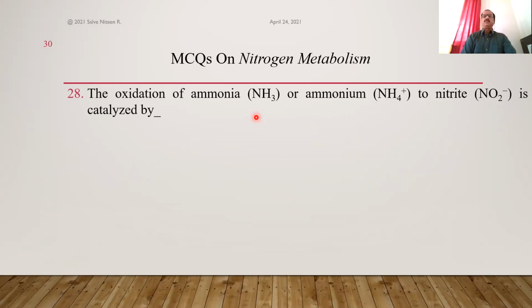The oxidation of ammonia to ammonium or ammonium to nitrite. We have studied this conversion of ammonia to nitrite. This is first step of nitrification. It is catalyzed by what? Okay, the answer is very simple. This is oxidation of ammonia. Ammonia is oxidized to nitrite. So this is carried out by bacteria, and these bacteria are called as ammonia oxidizing bacteria, AOB. We have studied this, ammonia to nitrite. For example, nitrosomonas. Nitrosomonas is AOB, ammonia oxidizing bacterium.